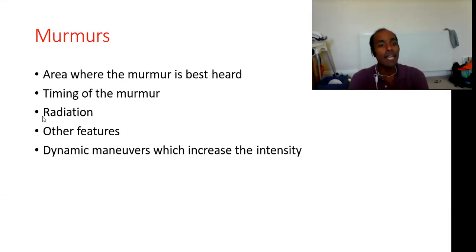Right? So these are the characteristics that you have to note when you hear a murmur. Area that is best heard, again highlighting the word best. Timing of the murmur, whether it's systolic or diastolic. Radiation, whether it can be heard in another area at the same intensity. Other features like the character: tapping or blowing or rumbling. Dynamic maneuvers could be inspiration, expiration, or Valsalva, for example.